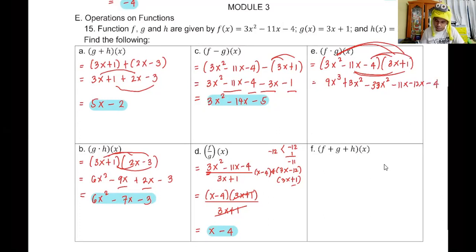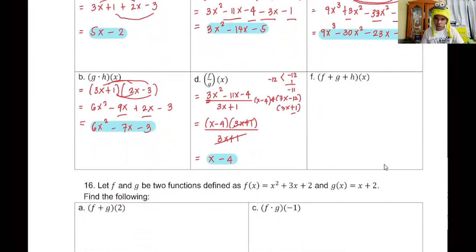Okay? Now, what we are going to do is combine like terms. 9x cubed, look, 3 minus 33. That is negative 30. Then negative 11 minus 12 is negative 23, then x minus 4. Okay?